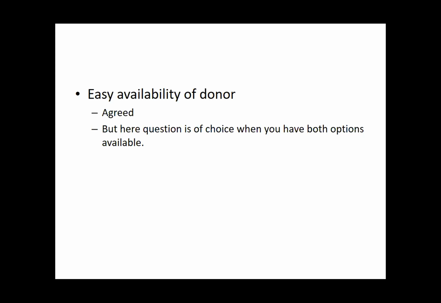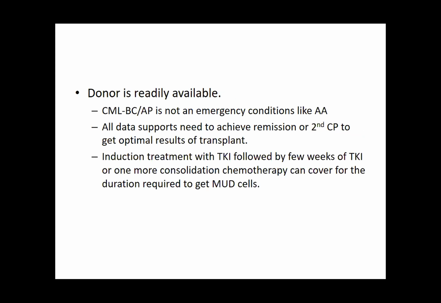But here, for the sake of debate, it is the question of choice when you actually have both donors. You have a MUD donor as well as a haplo donor, and then the question of choosing one. If you don't have a MUD, obviously the haplo is the choice. But if you have the MUD, you can go with that. Why? In haplo, we say that the donor is readily available.